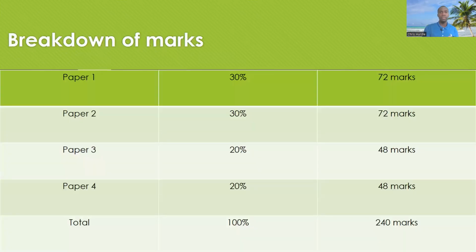So this is a breakdown of the marks. As you see, the listening comprehension is worth 30%, the reading and writing, 30%, the literary analysis and themes, 20%, and the oral or SBA, 20%.